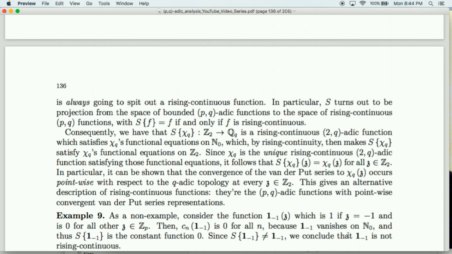In my dissertation, I showed that S is actually a projection from the space of all F-valued functions on Z_p to the space of rising continuous F-valued functions on Z_p. And so a function is rising continuous if and only if it is unchanged, if and only if it is fixed by S. And so every continuous function is fixed by S because every continuous function is rising continuous. But the actual fullness of S's behavior only comes when you consider rising continuous functions.